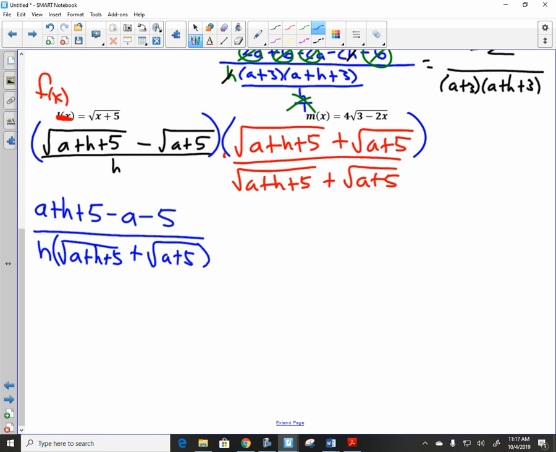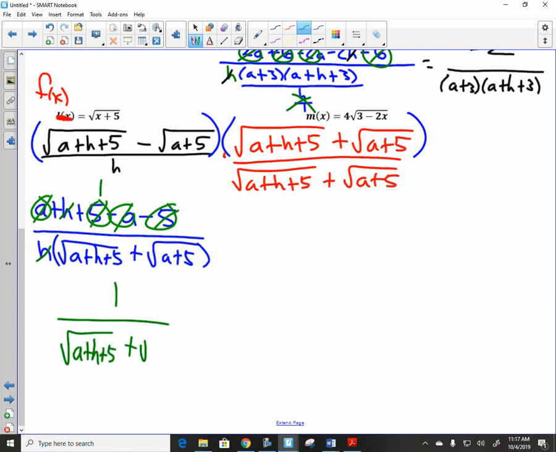Now I get it. The bottom's still disgusting, but the top, what happens to the top? a and negative a go away. 5 and negative 5 go away. h and h, you get a 1 on top. I get 1 over the square root of a plus h plus 5 plus the square root of a plus 5.